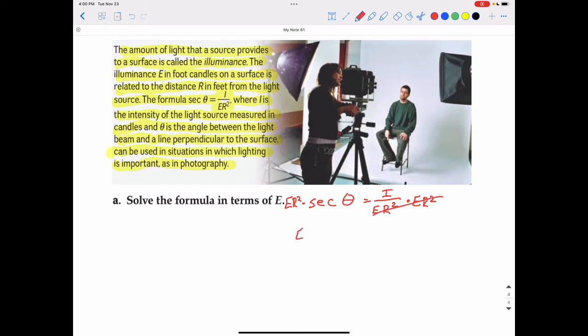So I have ER squared secant theta equals I. And then I will just divide both sides by R squared secant theta. Just secant theta, not secant squared theta. So the R squared secant thetas cancel, so I have it solved for E. E equals I over R squared secant theta. So that's part A.